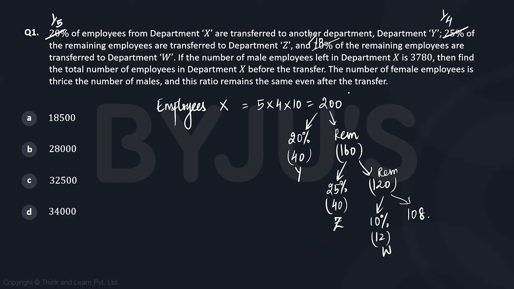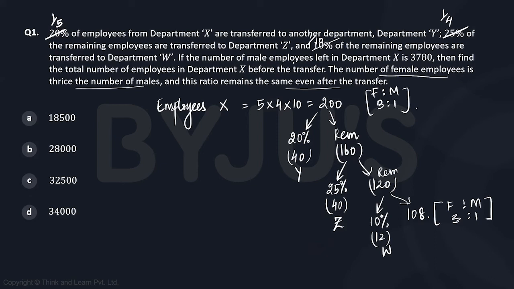Now, we don't know out of how many employees, male and female, the actual values were. But we do know that the number of female employees is thrice the number of males initially, and even after the transfer. So we can say that out of this 108, the ratio of female and male is 3:1. And this was the same ratio we had initially, female is to male, that was 3:1.